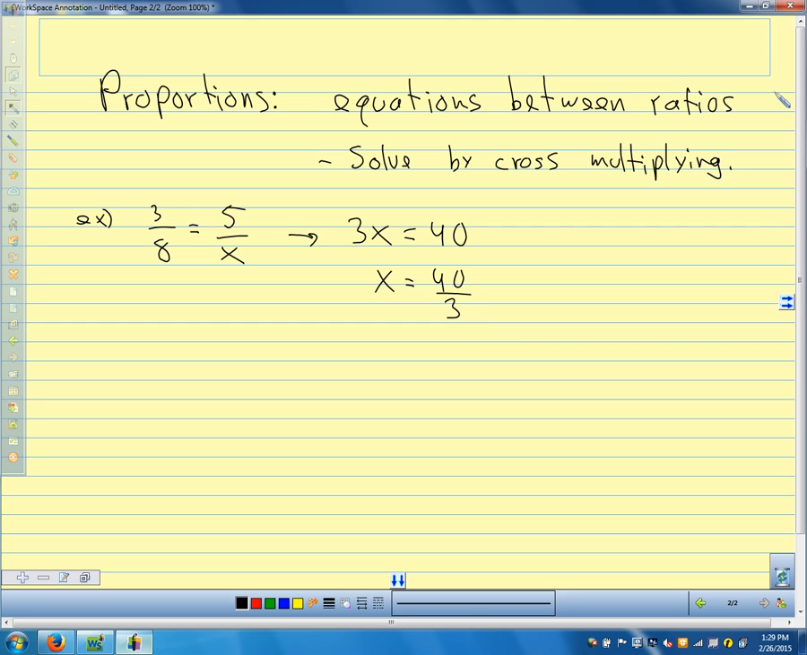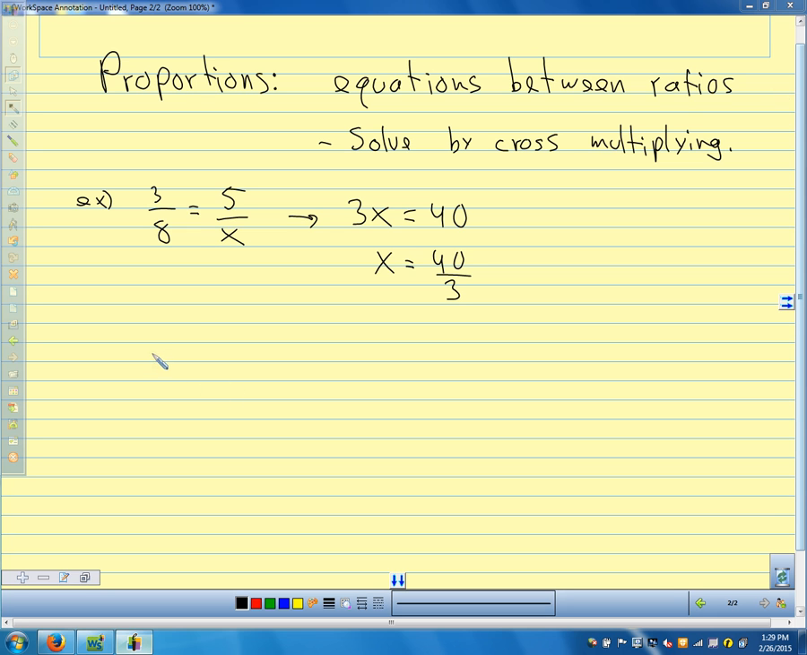Now I have to be careful in a couple of situations. Sometimes we'll get a proportion like this. And what I suggest that we do, we still cross multiply, but anytime you don't have just a single thing in either the top or the bottom of one of your ratios, I suggest you write a set of parentheses around it. And that will help you remember to multiply correctly. So then when I cross multiply, I get 6 times the parentheses x plus 3 equals 12 times 5 is 60.